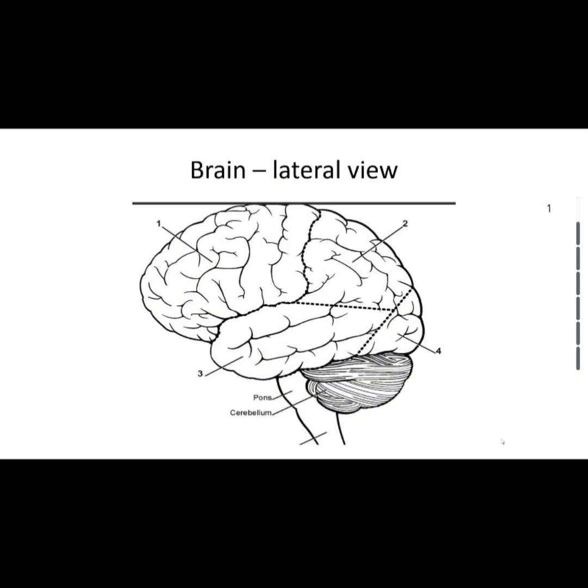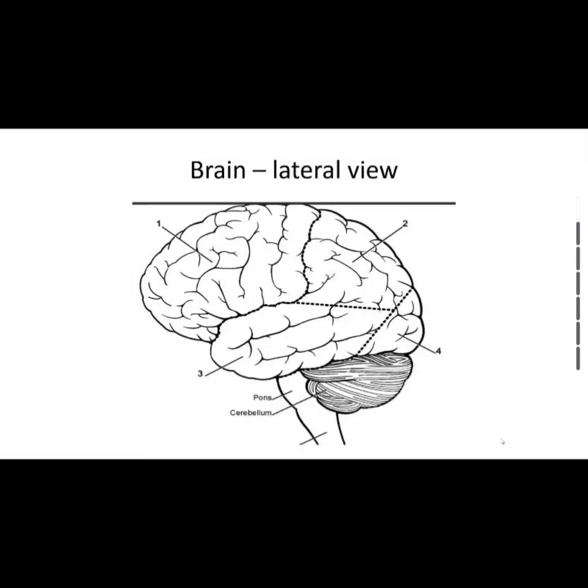Number one is the frontal lobe, that is if you're looking at the cerebrum. Then number two is the parietal lobe, and then number four we have the posterior lobe, and number three we have the temporal lobe. Then you can see where the cerebellum is, and then the pons. Then down there you have the medulla, and then you have the cerebellum.